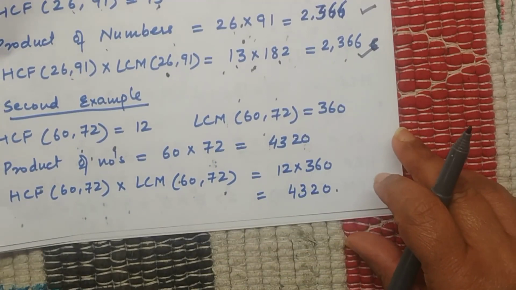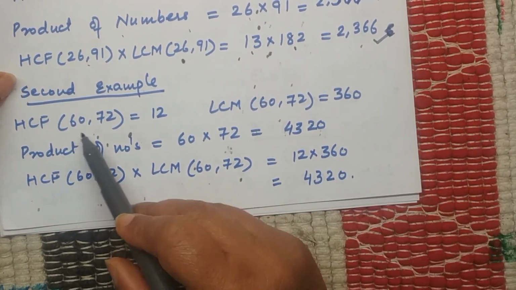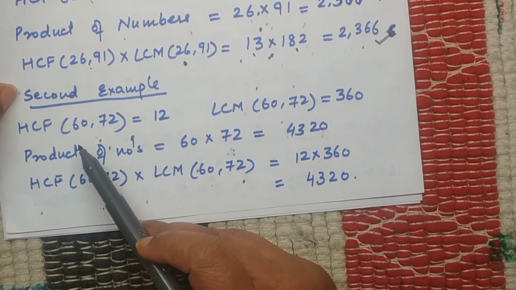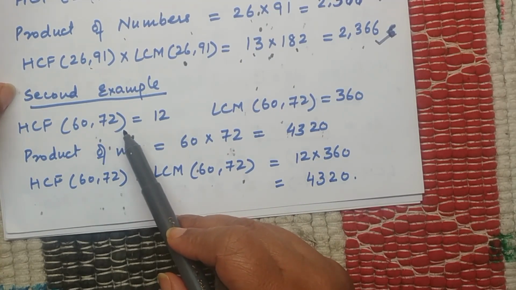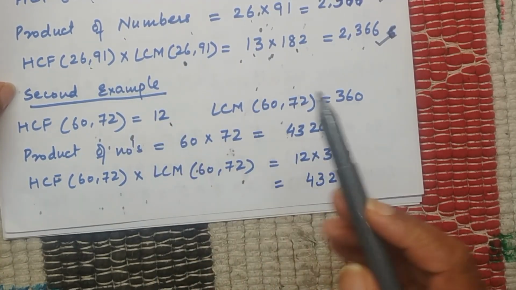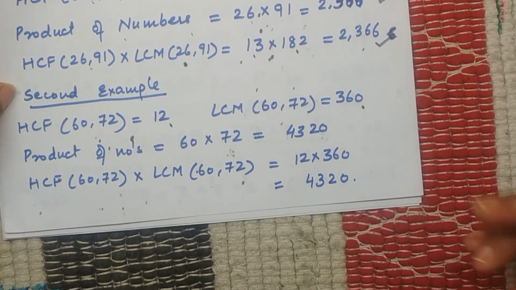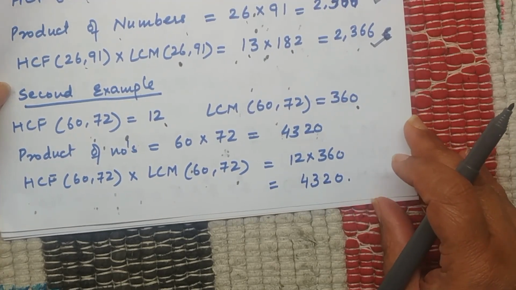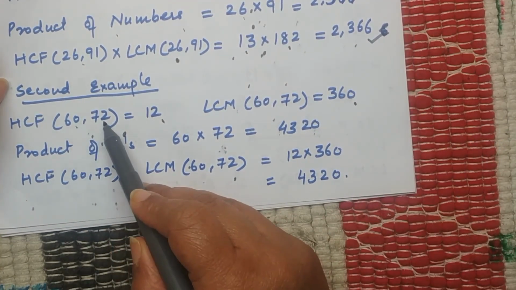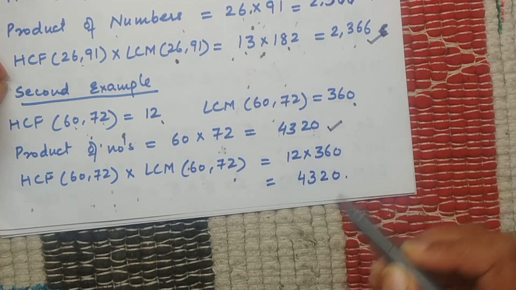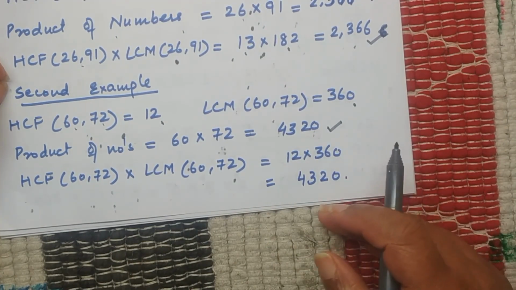Let us observe one more case. The second example that we took was 60 and 72. We had to find the HCF of 60 and 72. That came out to be 12 and LCM came out to be 360. Now observe, product of 60 and 72 is 4,320.